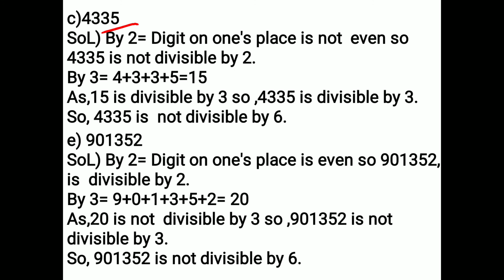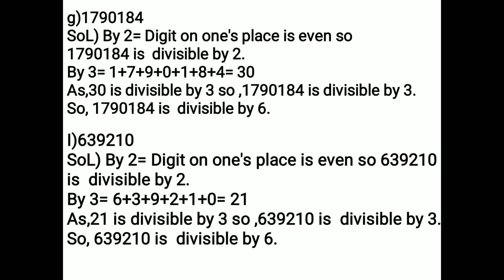Now we do E part. By 2, digit on ones place is even, so it is divisible. By 3, what do you have to do? Add them. When you add, answer comes 20. 20 is not divisible by 3, so this number is not divisible by 3. Now in this case also, one is yes and here comes no, so answer will be no only. In both the cases, answer should be yes. If both cases answer is yes, then you say yes only. Clear?